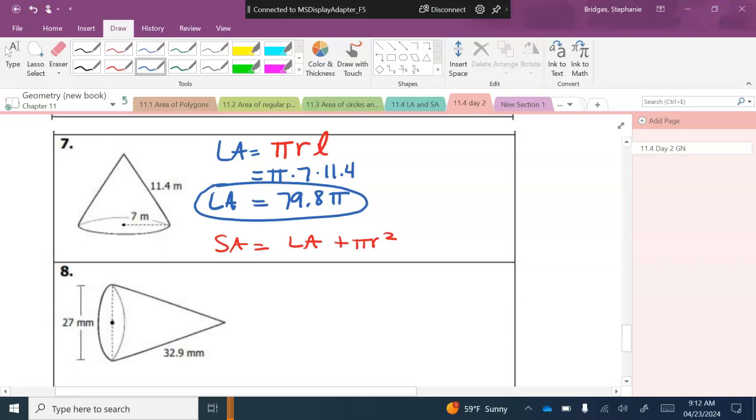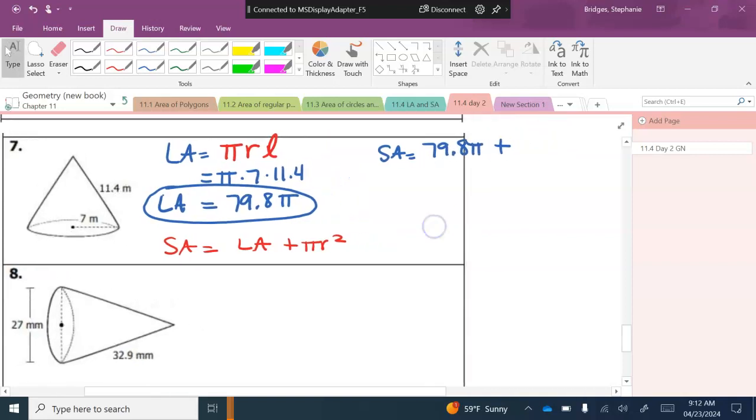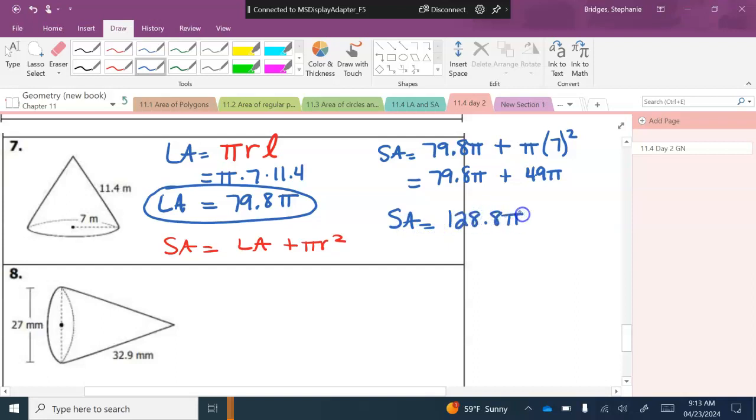And then for surface area, it is going to be that lateral area, 79.8 pi, plus pi times my radius squared. And you already told me the radius was 7. So the first thing I want to do is square 7. So that's going to give me 49 pi. And then you can just add the numbers together. Add the 79.8 plus 49. And then whatever number you get for that, stick pi on the end of it. And that will give us our surface area of 128.8 pi.